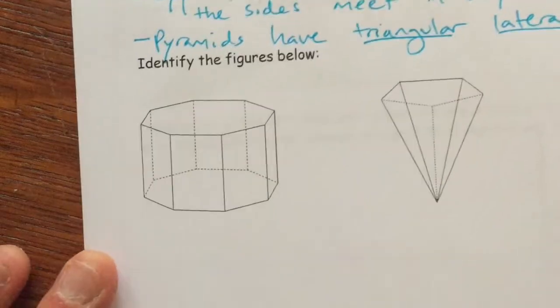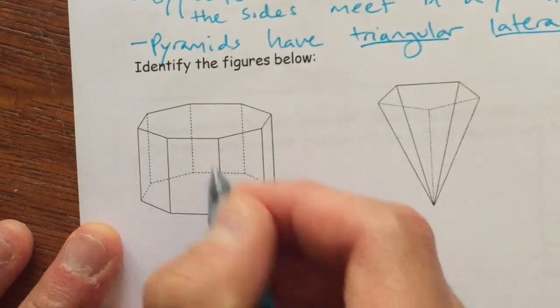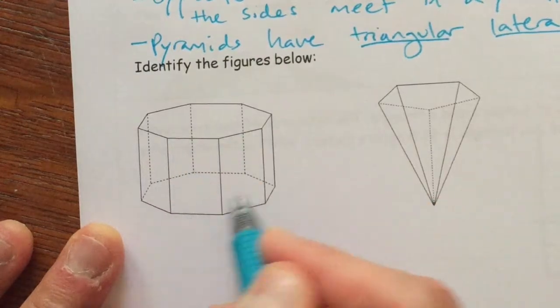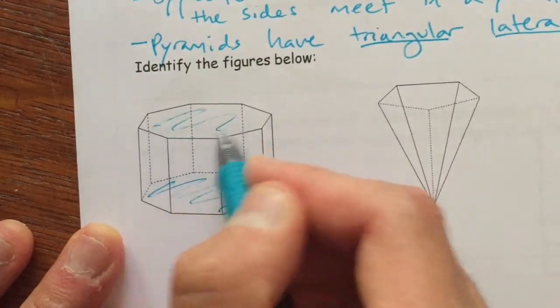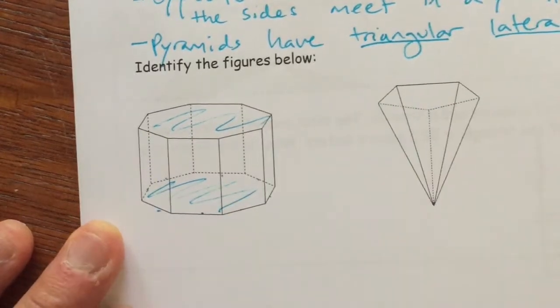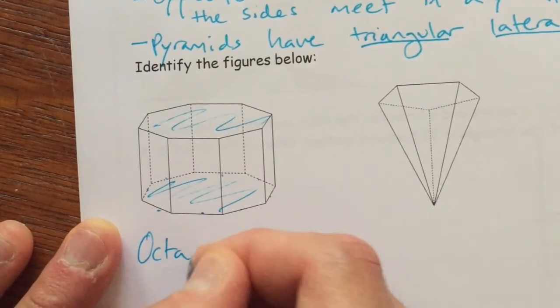Okay, so this is definitely a prism. It has rectangular sides. It has 2 congruent bases. And those bases have 1, 2, 3, 4, 5, 6, 7, 8 sides. So this is an octagonal prism.